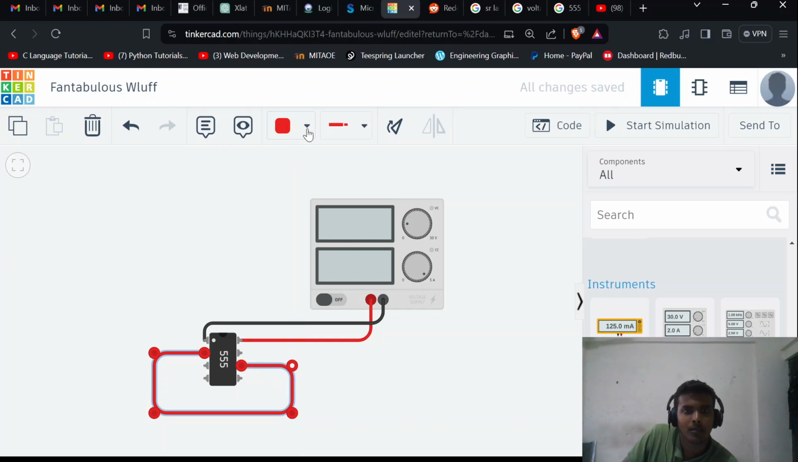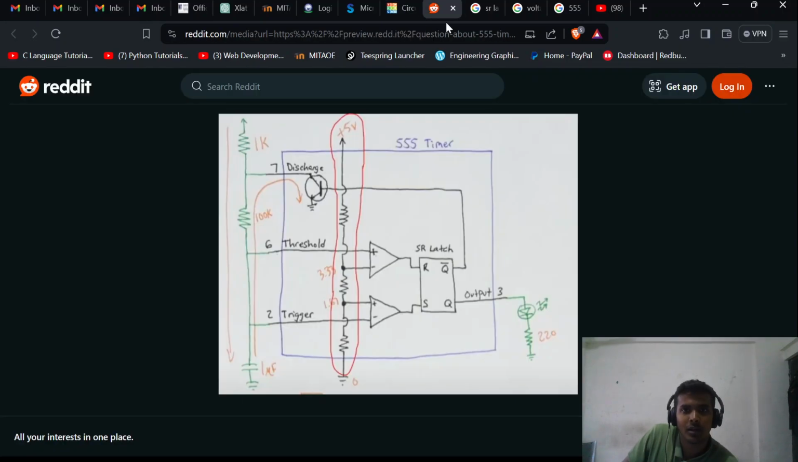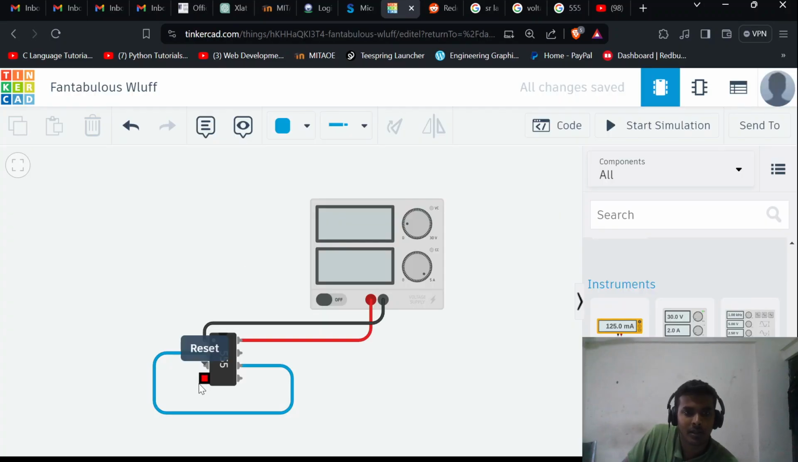Okay, so we will make it blue. Pin number 5 connected, pin number 2 connected to pin number 6. Now pin number 4, it is not given here, but pin number 4 is a reset, an active low reset. It means when you give pin number 4 a 0, the whole 555 timer will reset, output will be 0, nothing will happen.